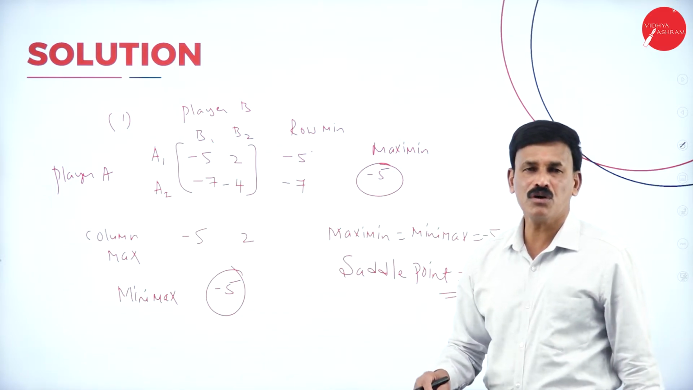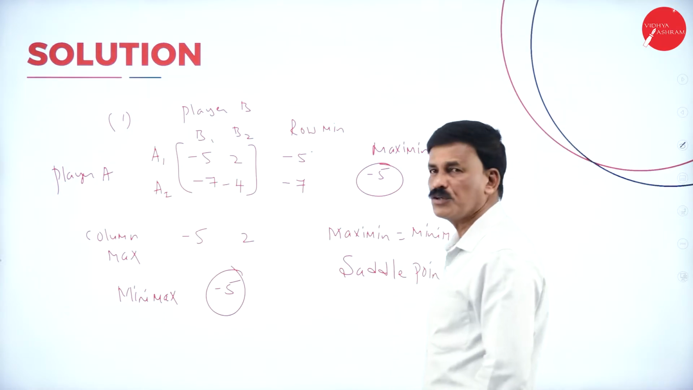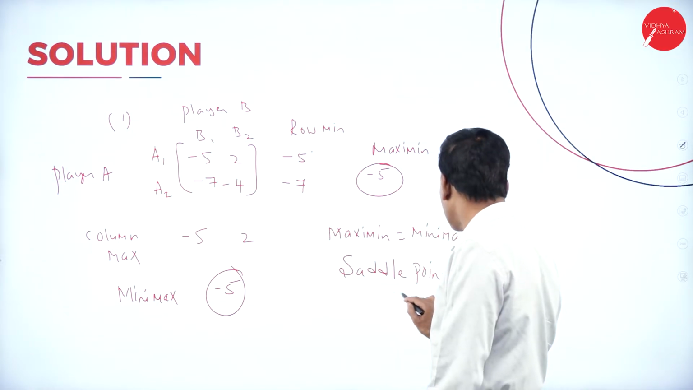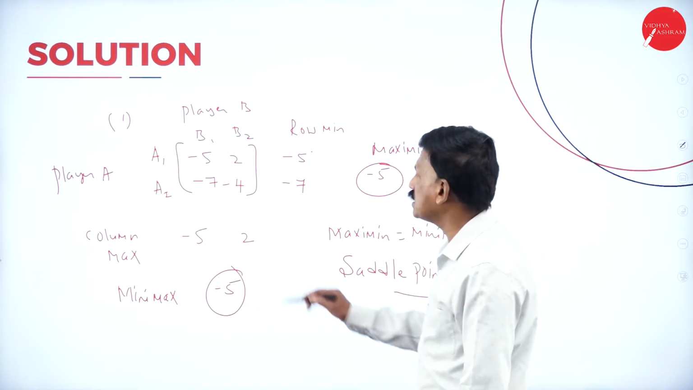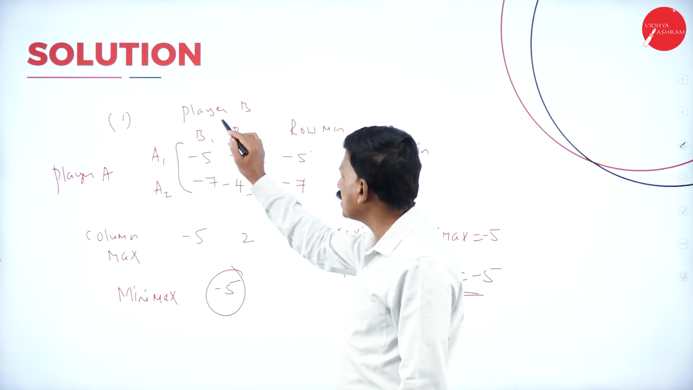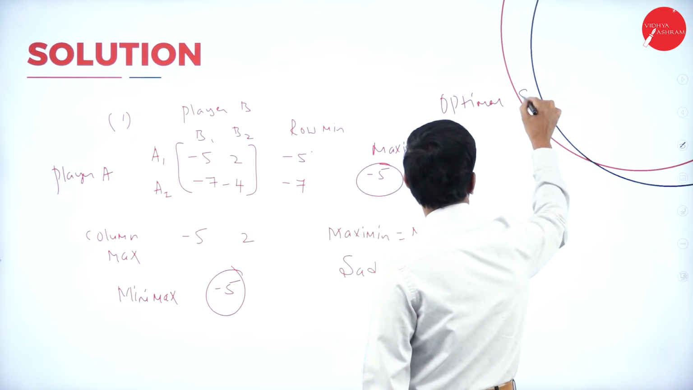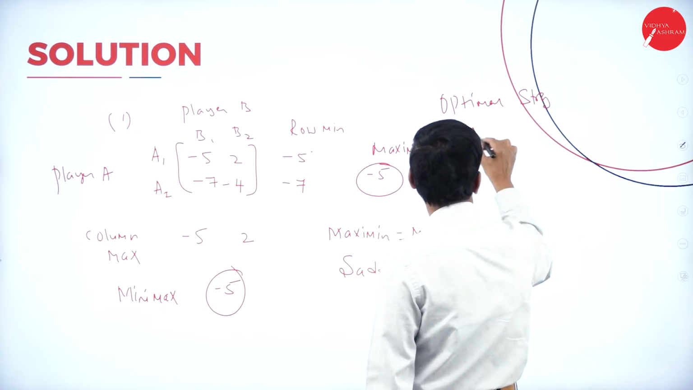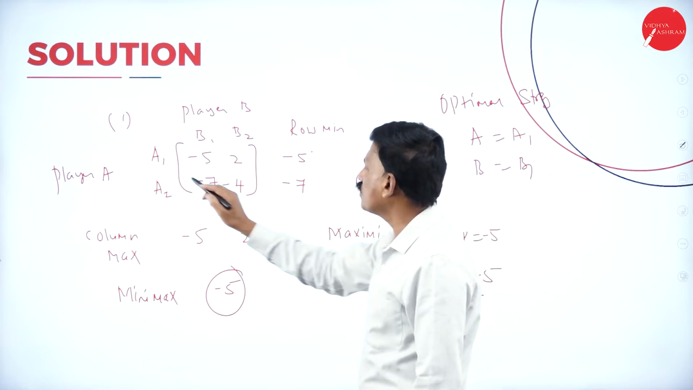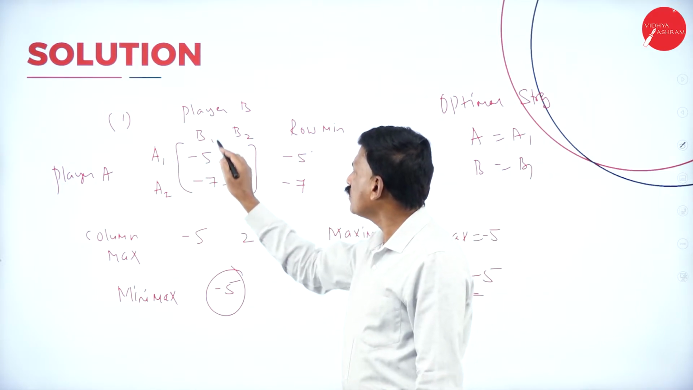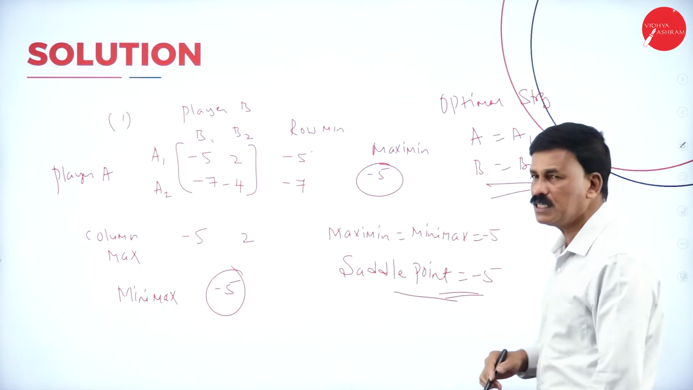Now we have to find the optimal strategy for player A and player B. Therefore this problem has a saddle point and has an optimal strategy. The optimal strategy for player A is A1, and for player B it is B1. So the optimal strategy is A1 and B1.